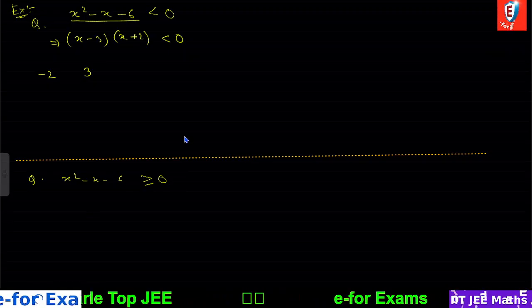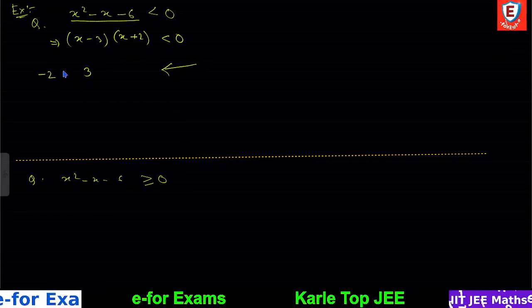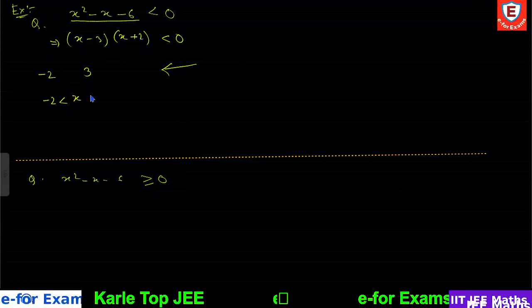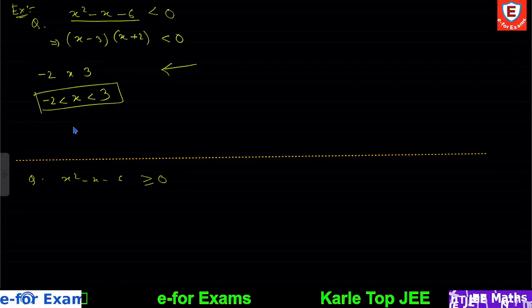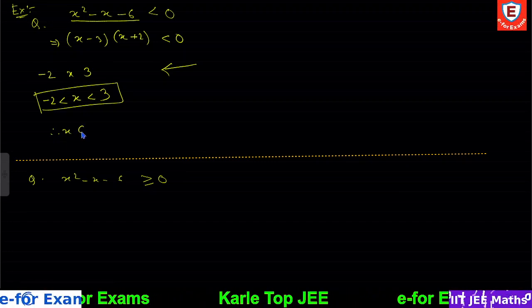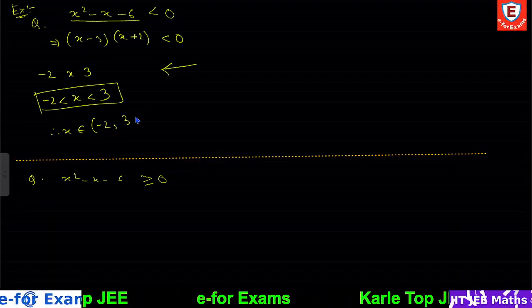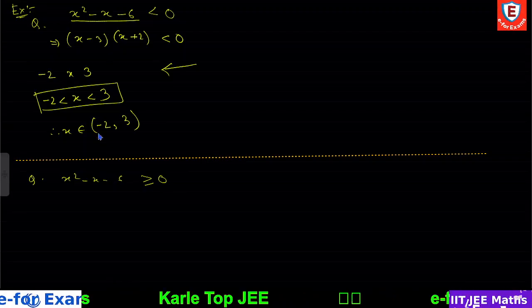Minus 2 always on the left, okay? Smaller one on the left. Here the arrow is towards the function. So, towards the function means x will be in between these 2 critical points. Here, x will be in between this. That is, x belongs to minus 2 to 3. Here, if equal to is there, then we will use close bracket. Got it?